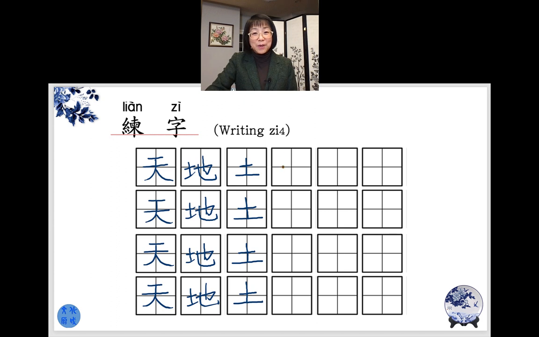Okay, now we're going to do the 土 radical. Usually this radical stays at the left, so we're going to occupy only the left quadrants. 土, ti, remember it's a ti.